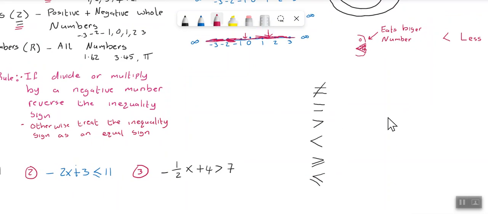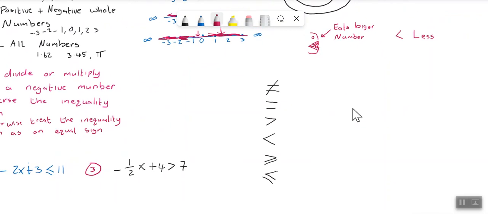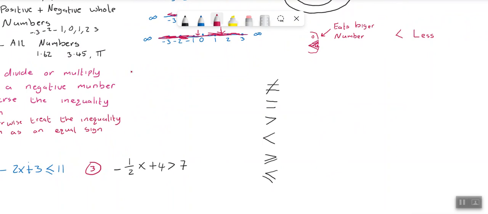So let's have a look at these signs, what are called inequality signs. The first one means not equal to. So if we had something like this, for example, 4 is not equal to 2. The equal sign, we're very familiar with that. So you could have something like 5 is equal to 5. Now these are the inequality signs.